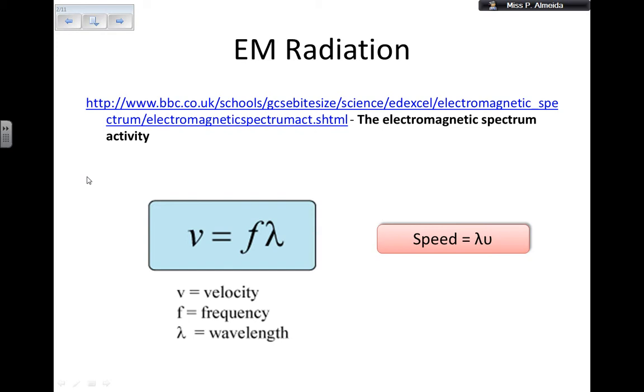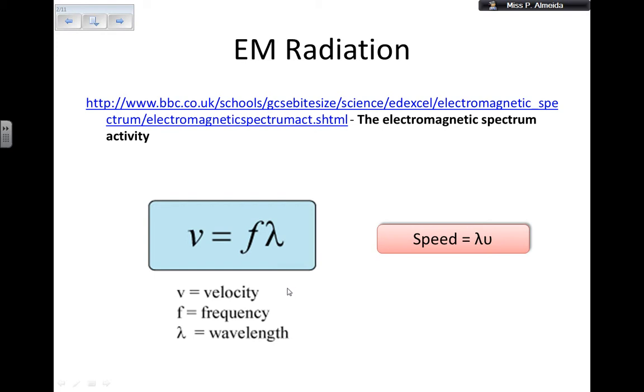If you remember some videos ago, I was telling you that waves could be mechanical or electromagnetic. So these are those electromagnetic waves, the ones that always move at the same speed, which is the speed of light. And the formula that relates to that is this one. Speed equals the frequency, which is this mu, or you can see as f, times the wavelength, okay?